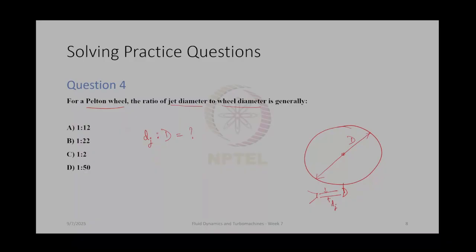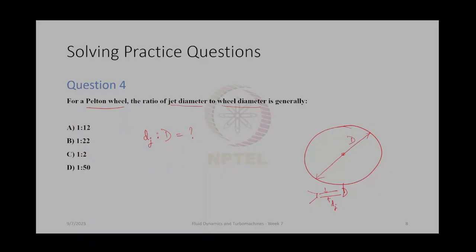Is it option A, 1 is to 12, option B, 1 is to 22, option C, 1 is to 2, or option D, 1 is to 50? You can design a Pelton wheel with any of these ratios, or anything else as well, but it's typically optimal around a certain range. So one of these numbers is within that range and the others aren't. So you have to find out which one it is.